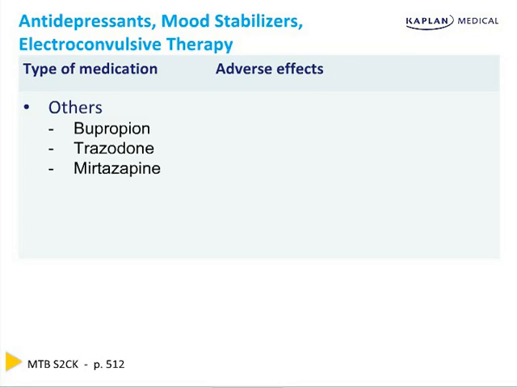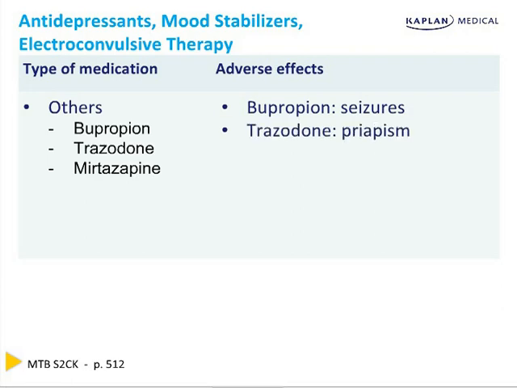What about the others? That's bupropion, trazodone, and mirtazapine. Bupropion lowers the threshold for seizures. So if you have someone who's depressed and they have a history of anorexia or bulimia, you want to avoid prescribing bupropion to them because they already have electrolyte abnormalities, and bupropion can exacerbate that issue and send them into seizures.